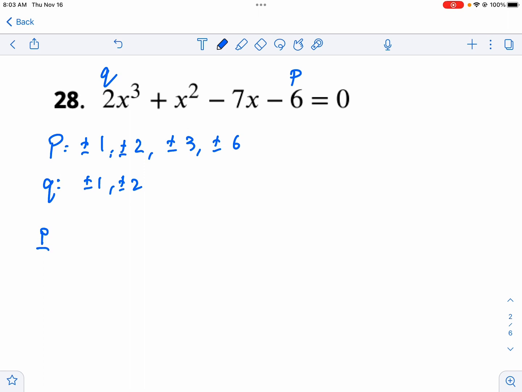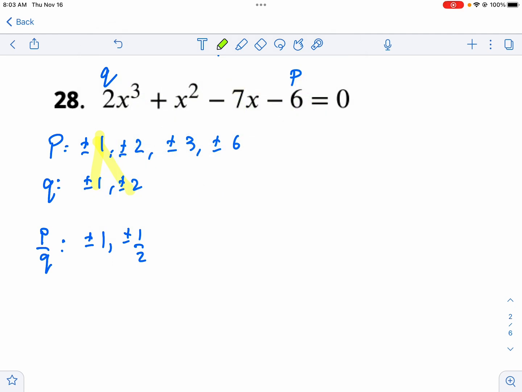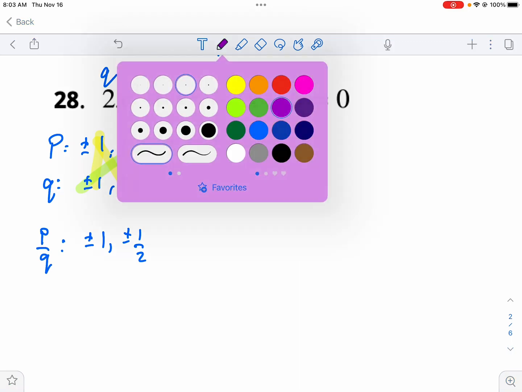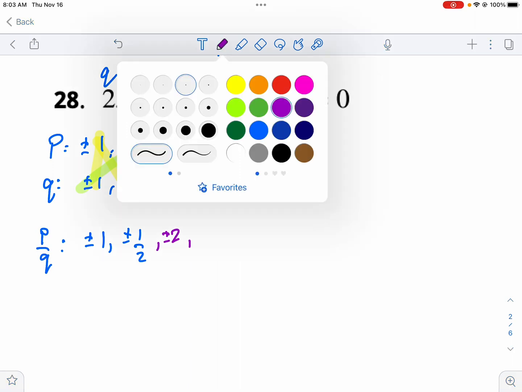Then my P over Q, if I match them, first I have this one and this one. So that is 1 and 1/2. Then I have to match this one and this one. So that is 2 over 1, which is 2. And 2 over 2 is 1. So we don't need to rewrite. You can if you want, but 2 over 2 is the same thing as this one, so there's no point in rewriting it. And then go down the line.